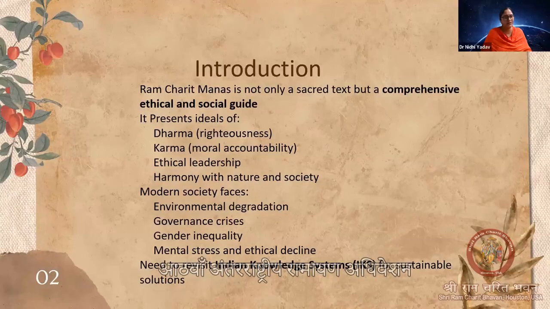Through the character of Lord Rama, it presents the ideal of dharma, karma, ethical leadership, and harmony with nature and society. In modern time, we face multiple crises: environmental degradation, governance failures, gender inequality, mental stress, ethical decline, etc. All these problems raise a critical question. So how can we connect this ancient Indian knowledge system, or indigenous knowledge system, to suggest solutions to modern sustainability challenges? So this study argues some episodes of Ramcharitmanas, and here we have also tried to see how many studies are already published in the Scopus database, Web of Science, because normally people say this is mythology.